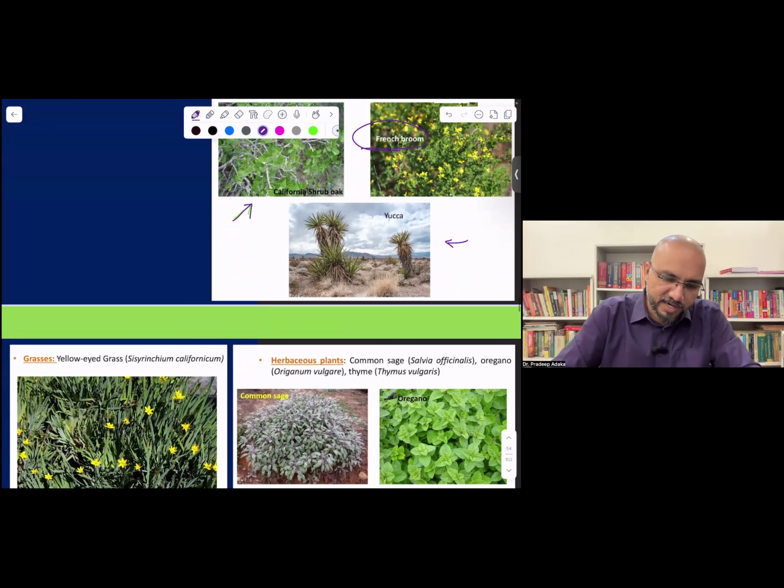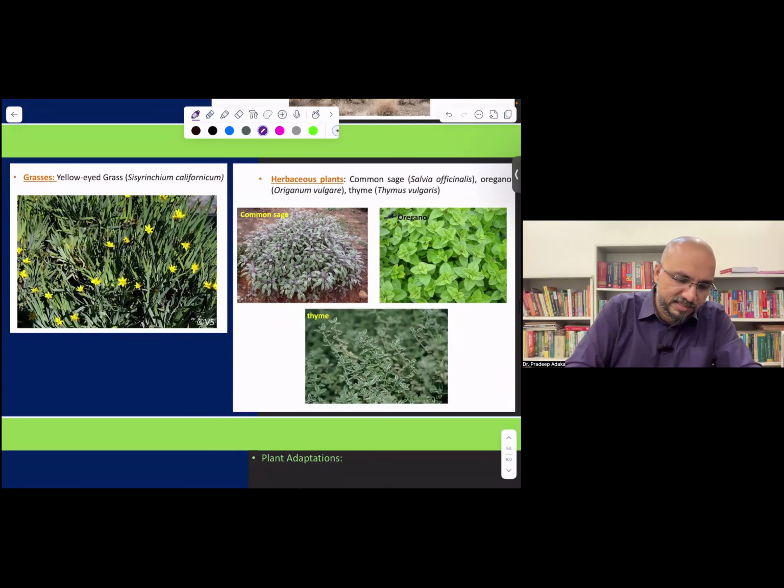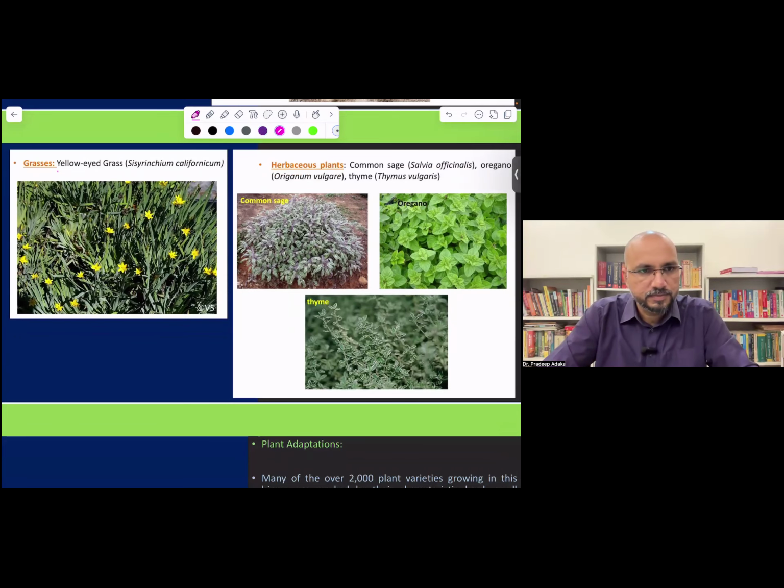So herbaceous plants and grasses. What are the grasses? Yellow-eyed grass, this is common. In case of herbs, you have the sage plant, Salvia officinalis, common sage. Then you have oregano, which you put on pizza, Origanum vulgare. Then thyme. These are some of the herbaceous plants and grasses that you see in the chaparral.